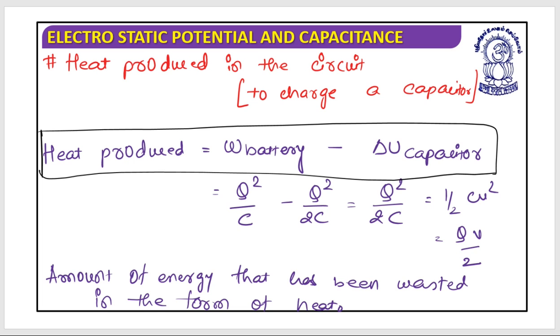How can I calculate what amount of energy has been wasted? I can calculate it from the heat produced, which is given as work done by the battery minus the change in the energy of the capacitor. If I do this, I can find the amount of heat that has been produced, and that amount of energy has been wasted, or it cannot charge the capacitor. I hope these things are clear to you. Is it clear?